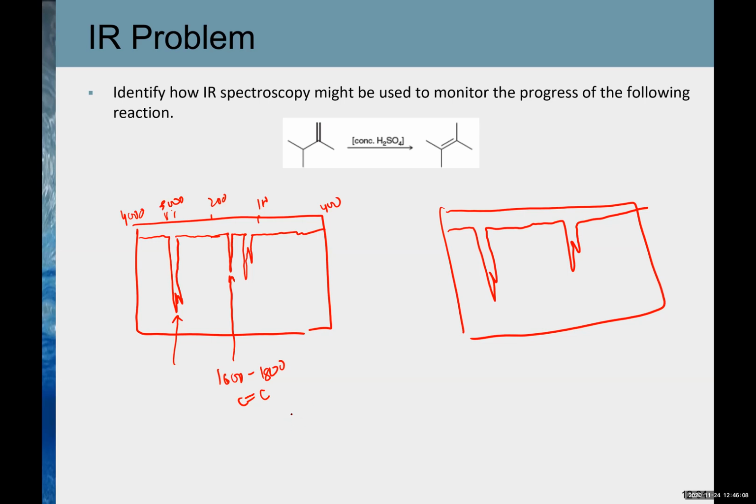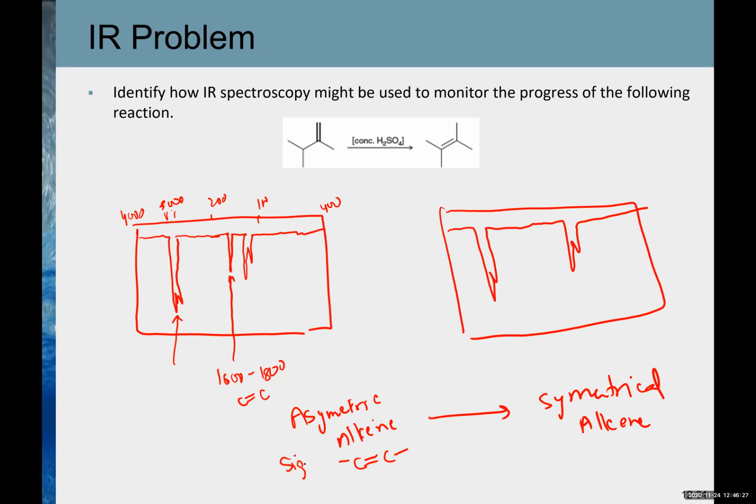So we are going from an asymmetric alkene to a symmetrical one. Therefore, the C double bond C signal will disappear. And that's it.